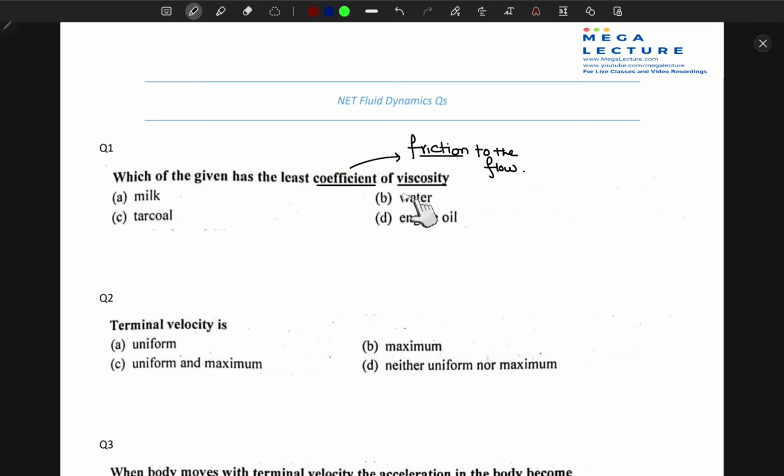So the only reasonable option over here is water, because water is very thin. You can easily pour water, and we deal with water in everyday life. We are all aware of the fact that there is almost no friction with water, right? So we can select that as the correct option.